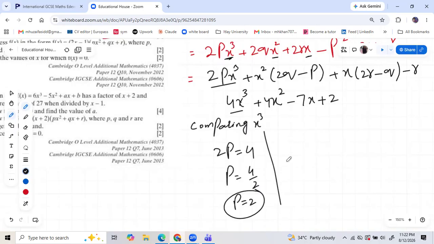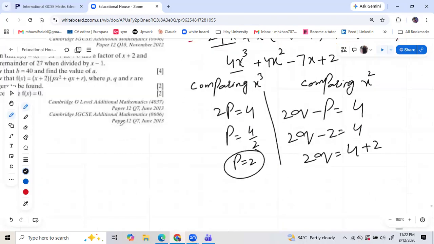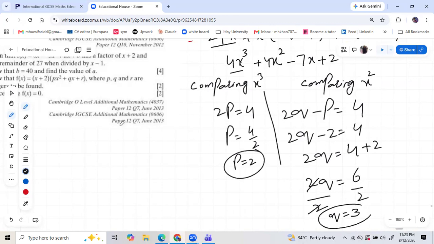And then after this, we are comparing x square. So this is your 2q minus p is equal to what? This is equal to 4. So this is 2q minus 2 is equal to 4. So this is 2q is equal to 4 plus 2. So this is 2q is equal to what? 6. So divided by 2 on both sides. And q is equal to what? This is equal to 3.